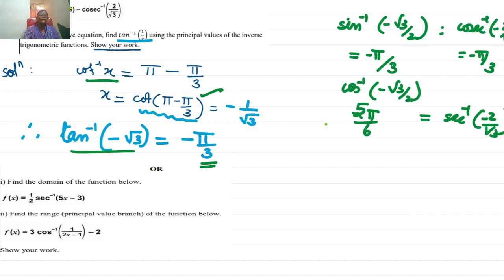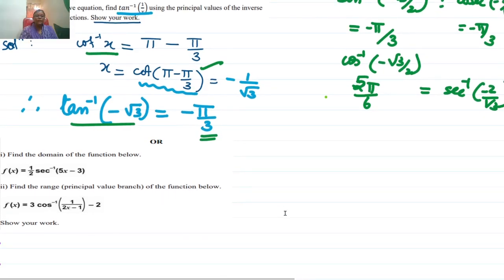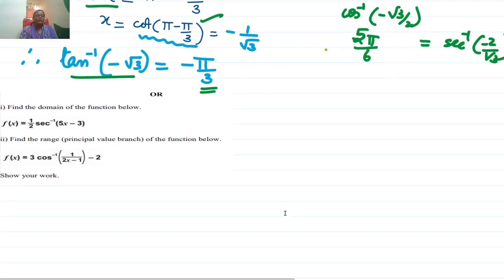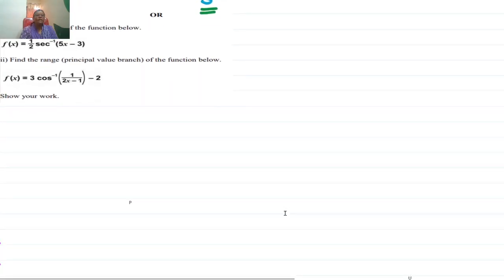The next question is the optional part. So let me help you out with this also. You have to find the domain of the function. The function given is sec inverse. Try to recollect the domain of sec function. If you have a function sec inverse x, what will its domain and range be?